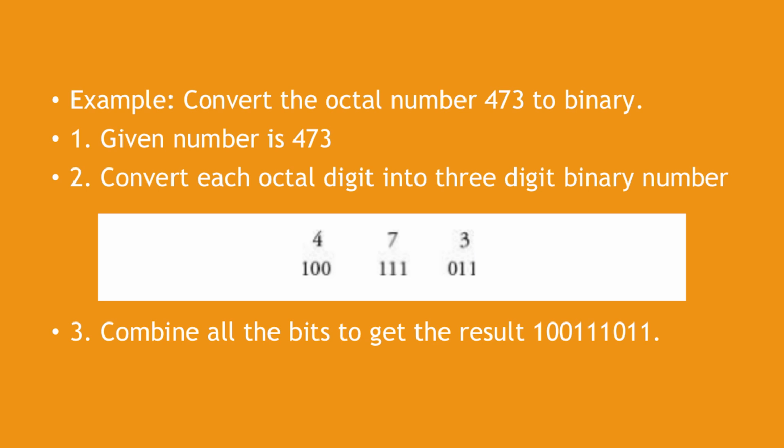4 will now be represented by 100, then 7 represented by 111, 3 represented by 011. Then combine all the bits to get the result, which is 100, 111, 011.